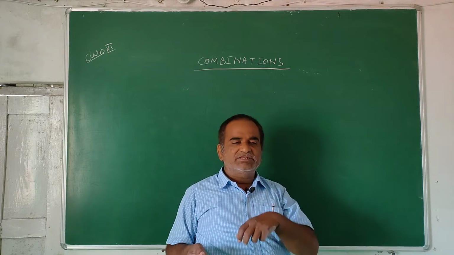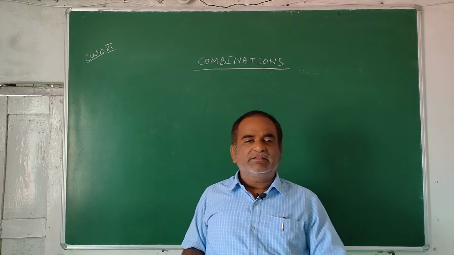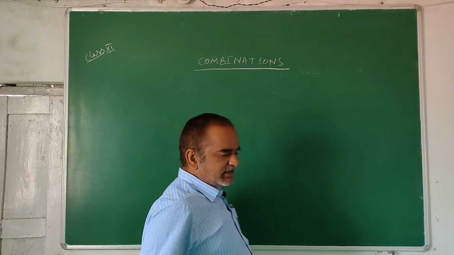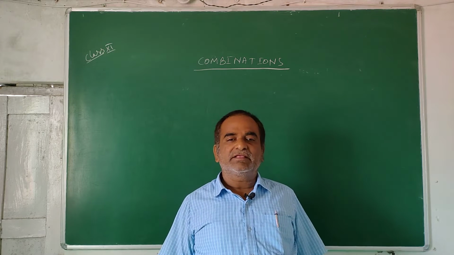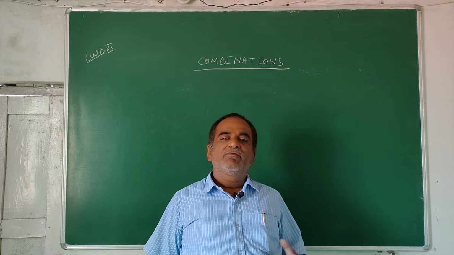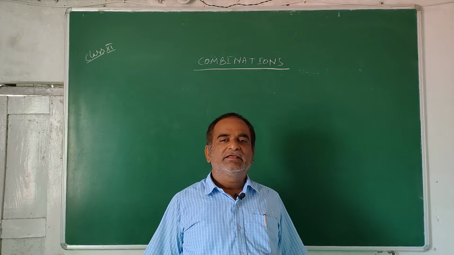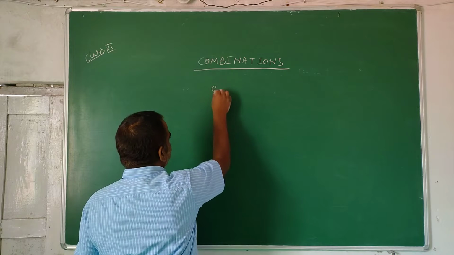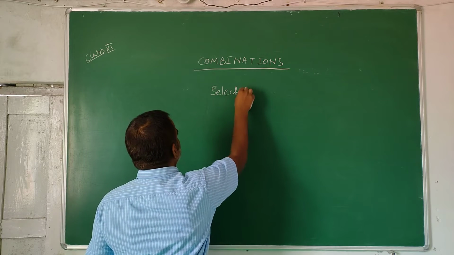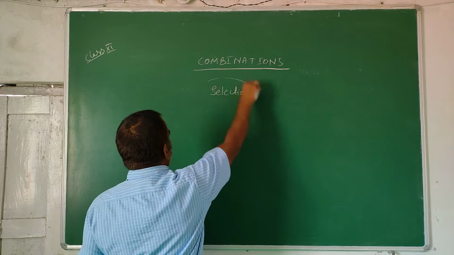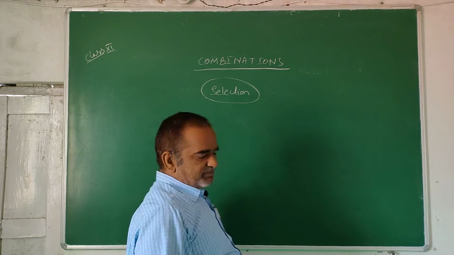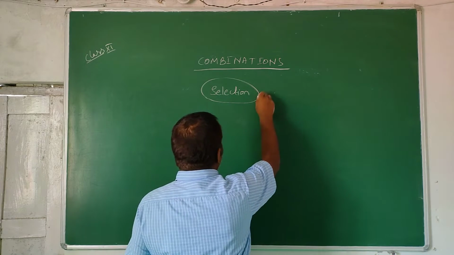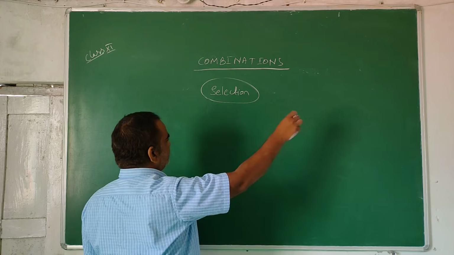Each of the selections, so it is a selection, irrespective of the arrangement. Each of the selections that can be made by using some things or all things from a given set of n dissimilar things, irrespective of their arrangement, is known as combination. So combination is selection of things. Here order has no significant role, order of things.